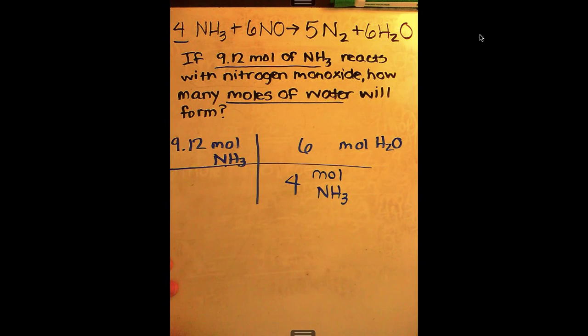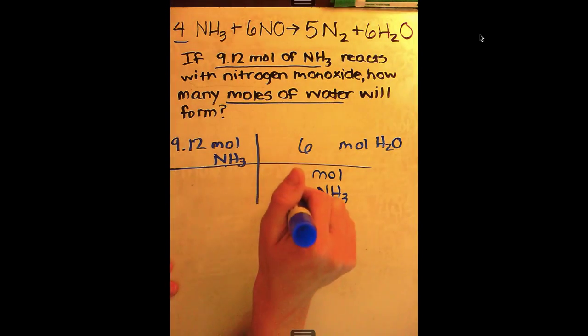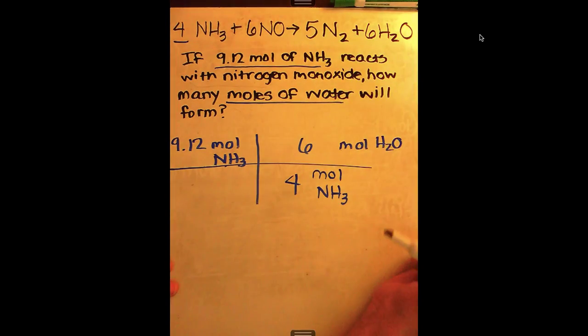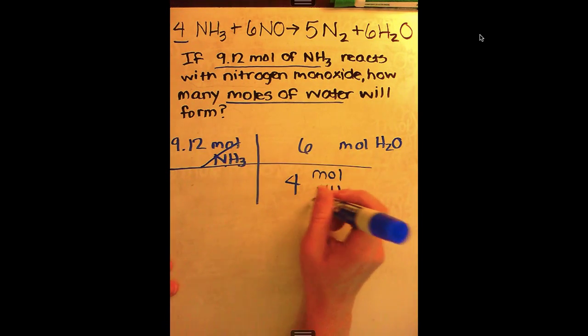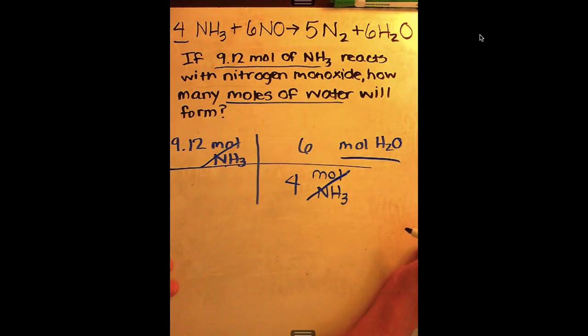Okay? So think about what we just wrote. Coefficients, mole over mole, look up here to the coefficients. Moles of NH3 is gone, and look, we're exactly where we want to be. So at this point, we would put 9.12 in our calculator times 6 divided by 4.